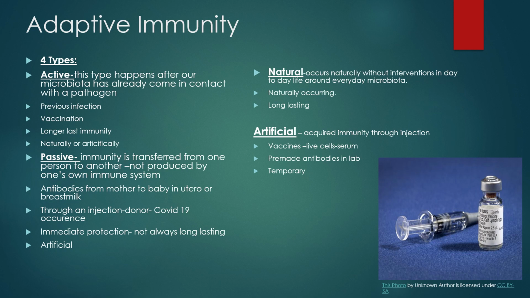Adaptive immunity, the next one is artificial. Artificial is acquired immunity through injections. This can be vaccines. It can also be live cells through serums. Pre-made antibodies are made in a lab. This is also a temporary solution to providing immunity. It does not last very long at all.